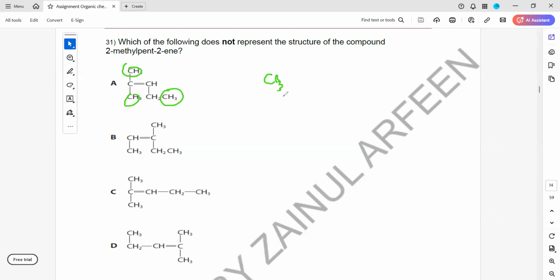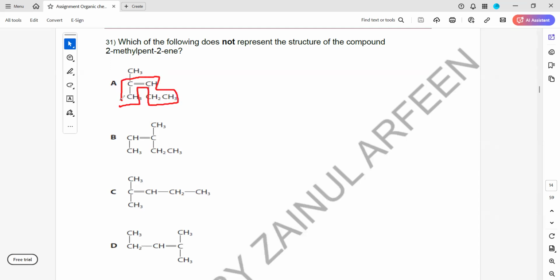CH3 is always at the end of a molecule. CH3 cannot be in between. So how many CH3 do you see here? 3 CH3s are there, so it means it has 3 ends. The number of CH3 groups you see gives us the number of ends. So when we start from one CH3, we should end at another CH3.